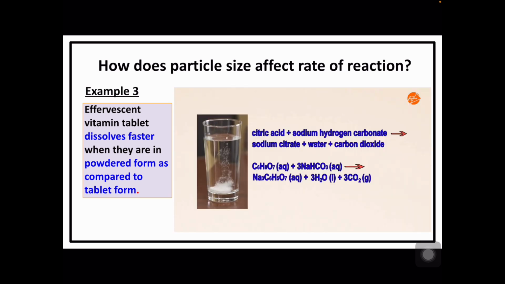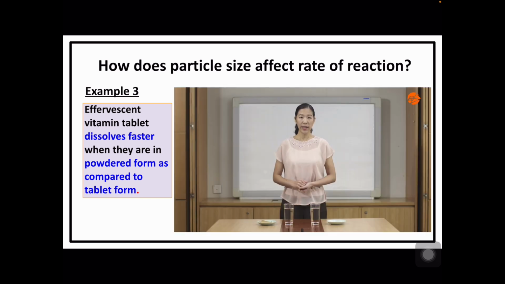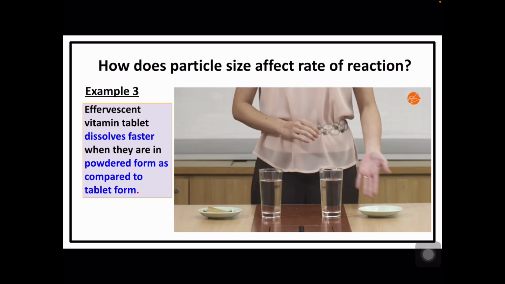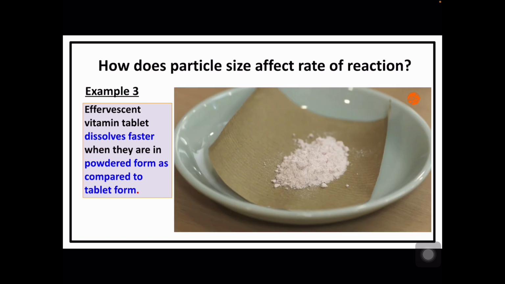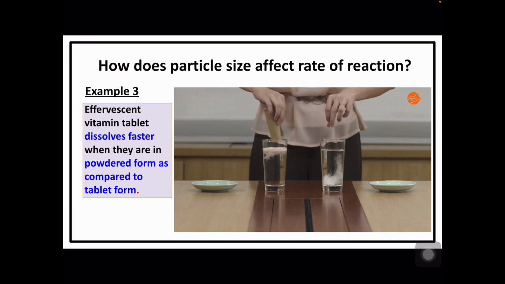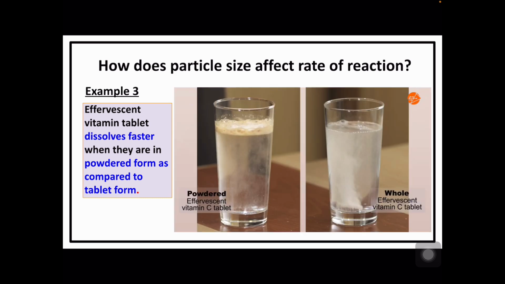As the tablet dissolves, a reaction occurs between aqueous citric acid and sodium hydrogen carbonate to produce sodium citrate, water, and carbon dioxide gas. To investigate the effect of particle size on the rate of a reaction, we will be using 2 glasses of water and 2 vitamin C tablets. One is a whole tablet and the other has been crushed to a powder. What do you expect to see when the tablet or the powder is added to the water? What do you observe?